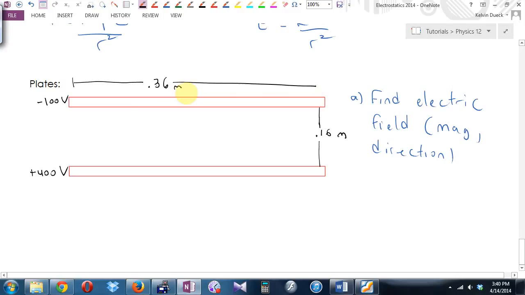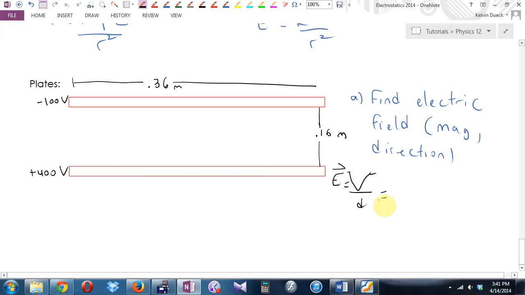How do I find the electric field between plates? Nothing? Gotcha. How do I find the electric field between plates? Okay, so if I'm going to find the electric field, it's going to be the voltage divided by the distance. What's the voltage here? Careful, don't say 400 because it's not.